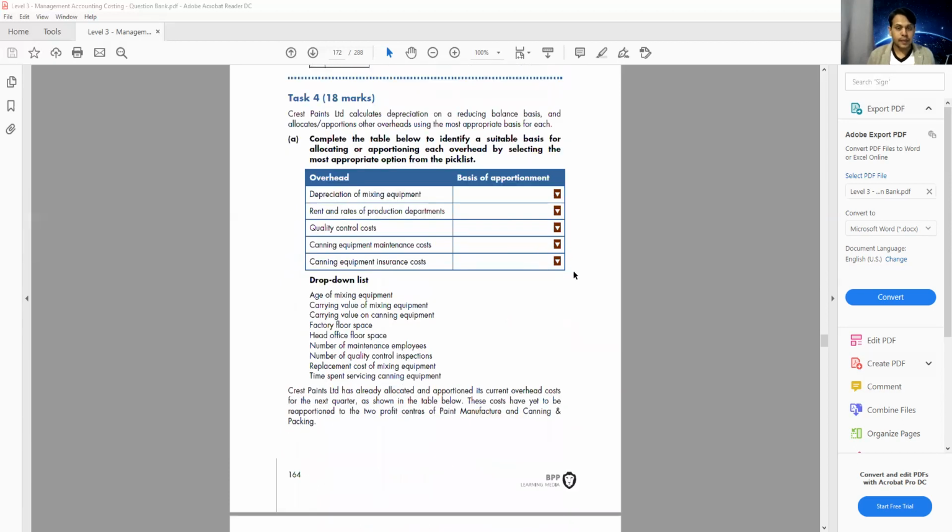Okay, let's take 1 minute to read this question and try to get the answer in your head, then we'll pick it up together. Let's read this question. I'll give you 1 minute. Just try to guess the answer. I'm sure all of you will get the right answer. It will be just the overhead and the basis of apportionment. Then I will solve it with you again together. Just take 1 minute to read the question.